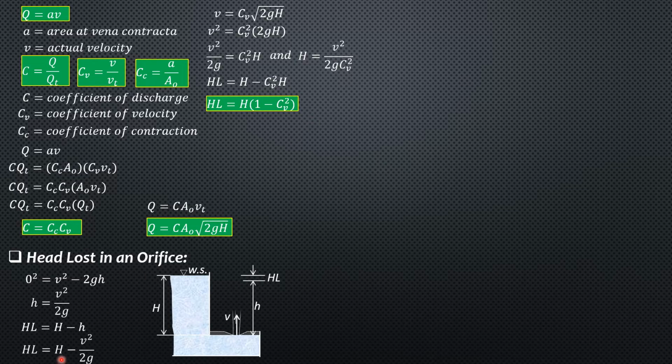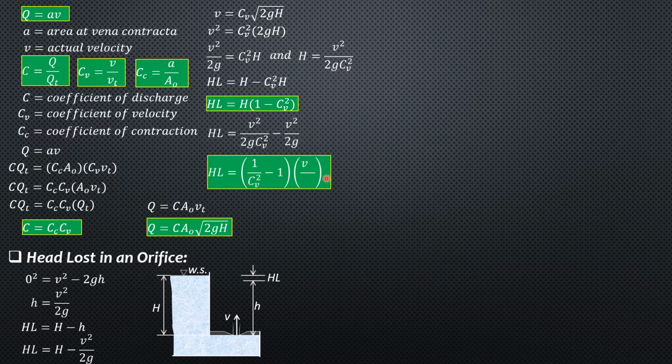Now, instead of this formula, we replace big H by this value, v square over 2g C sub V square minus v square over 2g, factoring out actual velocity head. So the other formula for the head loss in an orifice is quantity 1 over C sub V square minus 1 times actual velocity head. So notice that this formula is similar to the head loss in a nozzle, wherein v here is velocity at the tip of the nozzle. So I hope that you can also recall it.